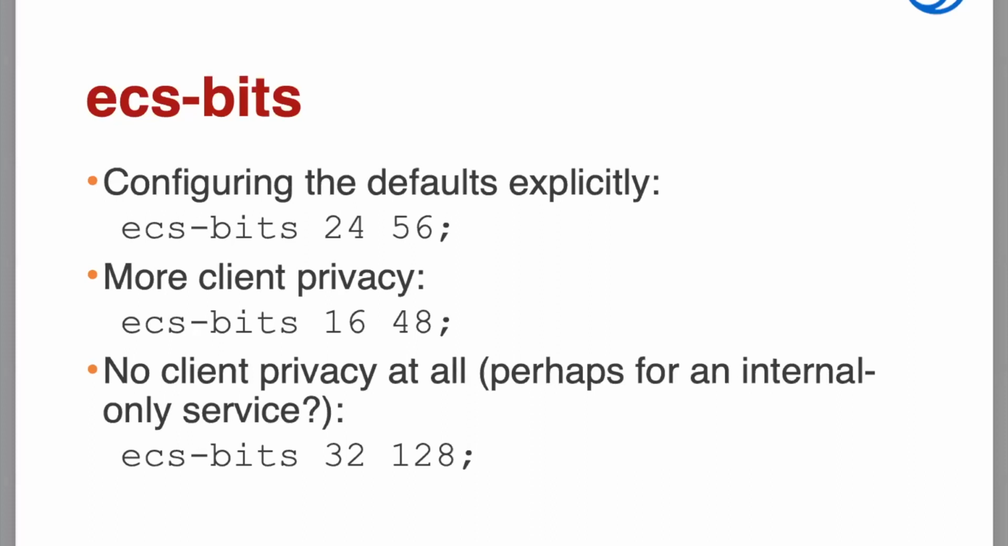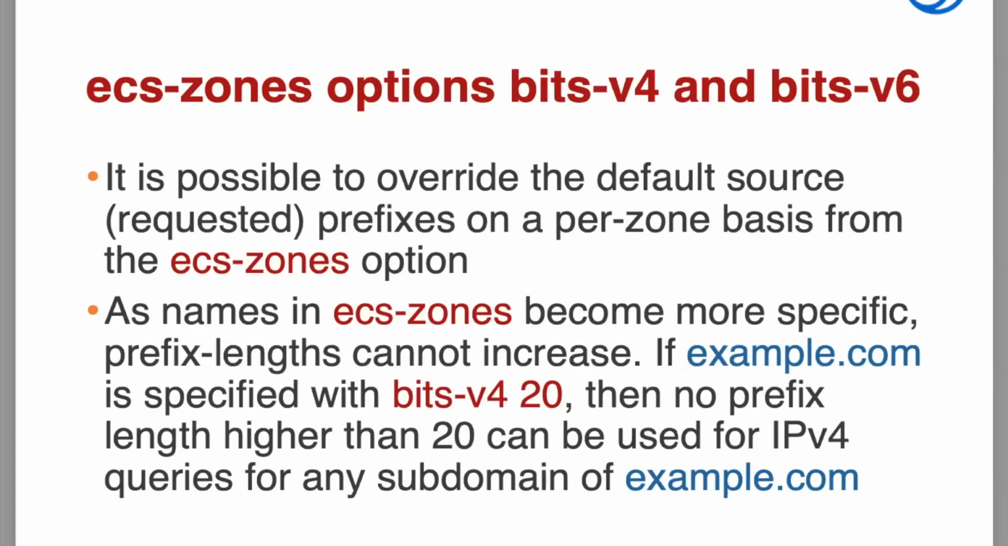Why would you use that? I have seen it in use, but I've seen it in use for one zone that was specific and internal to the organization, and ECS wasn't enabled for anything else. So yes, you've got no client privacy for internal servers or internal zones, but you're not using ECS for anything else. You do that with ECS zones along with ECS bits. And you don't even have to leave it there. You can use a global setting, but you can also use different settings per zone that you specify in ECS zones.